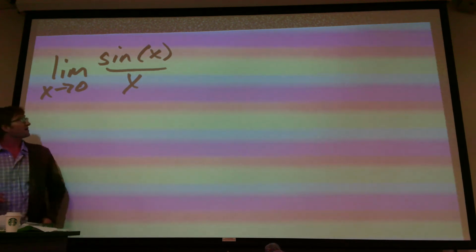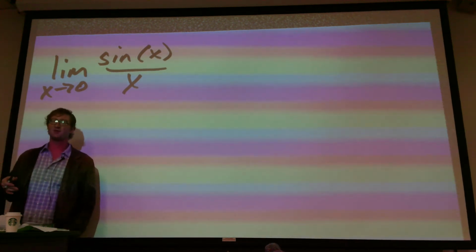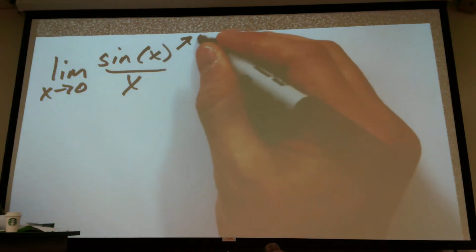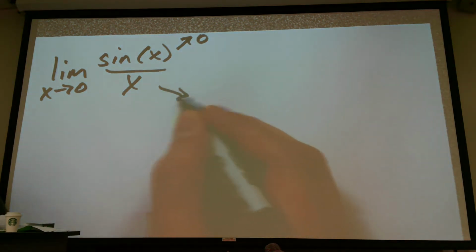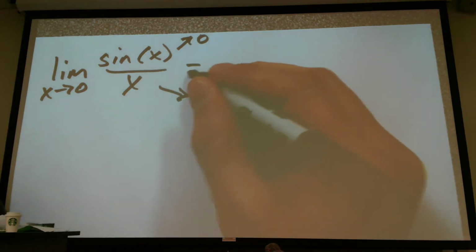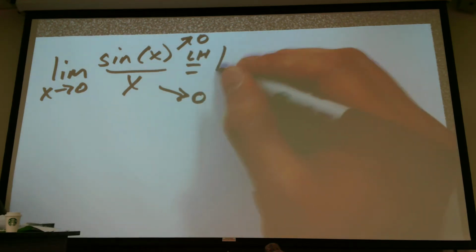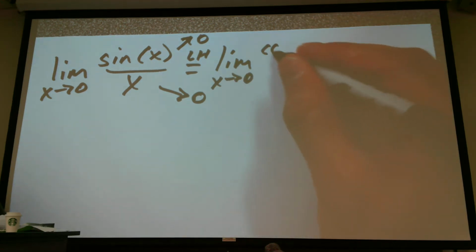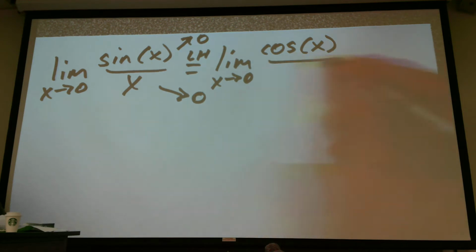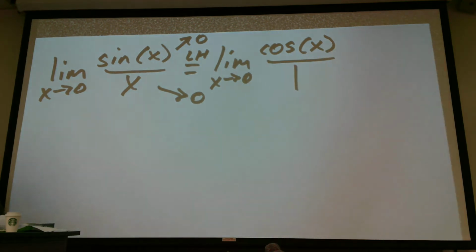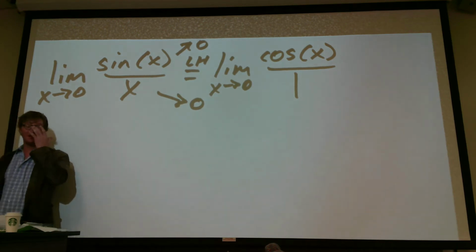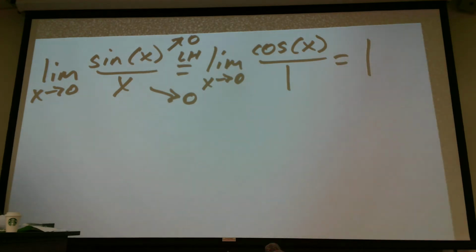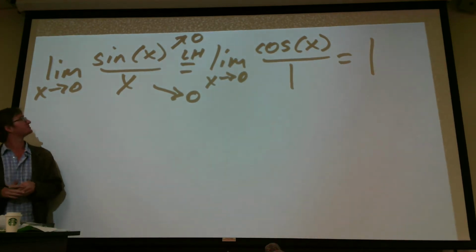Now sine of 0 is 0. And if I plug 0 into x, it's just 0. So we say this guy is headed towards 0. This guy is also headed towards 0. I apply L'Hopital's rule. This would be the limit as x tends towards 0. The derivative of sine is cosine, and the derivative of x is just 1. And then cosine of 0 is just 1, so this whole thing comes out to be just 1. That's it.